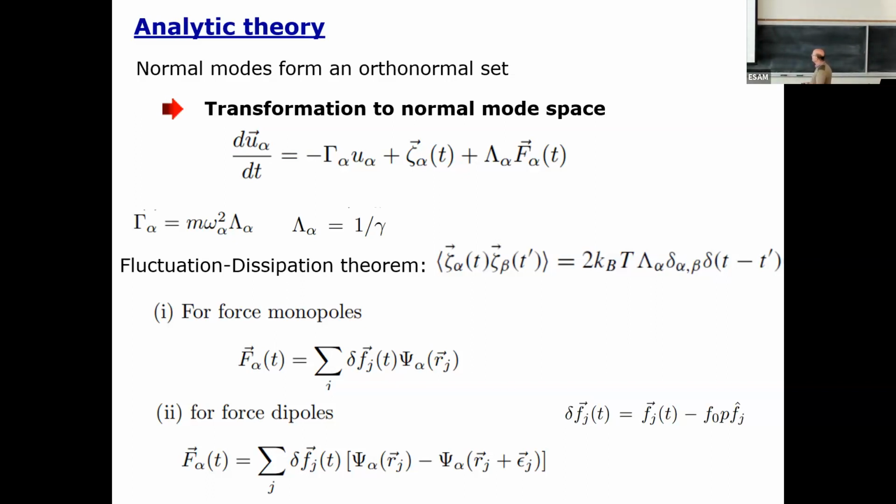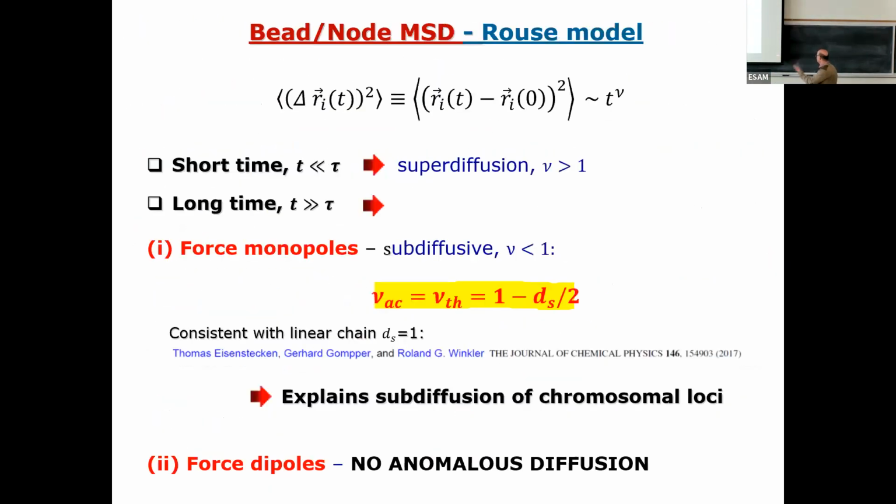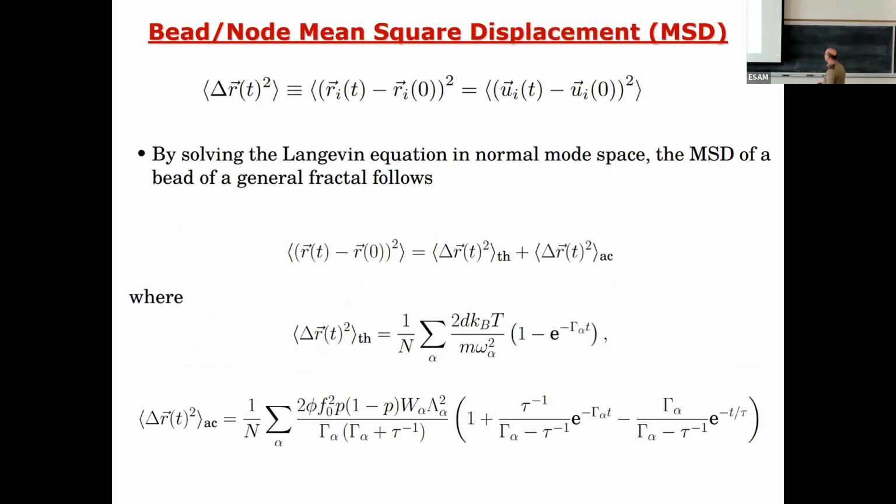The fluctuation dissipation theorem translates in normal mode space to this equation. So there is still kT here, but there is lambda alpha. You need that. But it's still white noise. That's for the thermal part. And for force monopoles, we now look only at the fluctuation above the mean. There is a mean because it's not from -1 to 1, it's from 0 to some F naught. So there is a mean force.